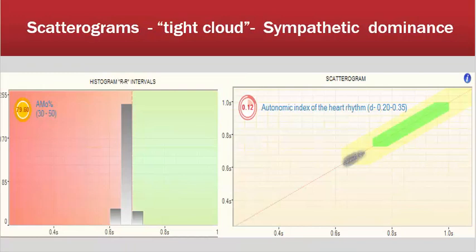This is another example of the tight cloud. The histogram is a small one, with two or three bars, and the cloud is moving away from the normal. When we go lower, it represents more sympathetic dominance. When we go above, it's more parasympathetic. So this is the timing. This is 1 second between our intervals. This is what we see: with increasing sympathetic dominance, the heart rate is increasing.